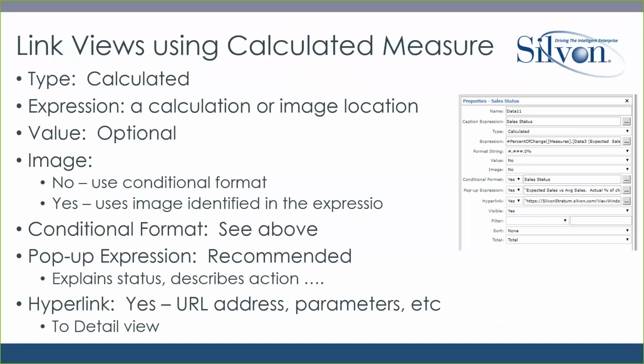So just running down some of the different properties that are available on the calculated measure window that can be utilized to do this. One, type, obviously it's a calculated measure. Two, the expression. Now the expression can be just a standard expression like you would use in a normal view, where in this case we're doing a percent of change calculation between two other measures in the view. So I can actually do that calculation.